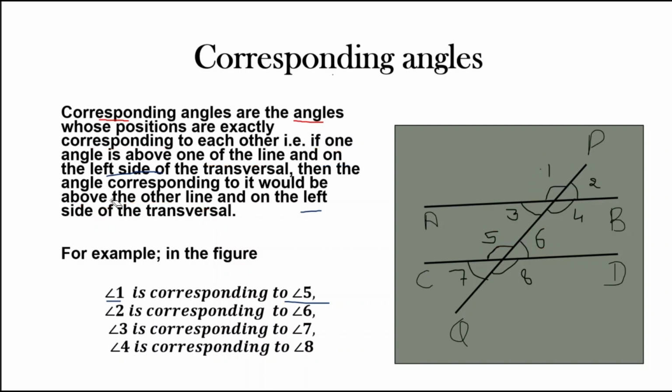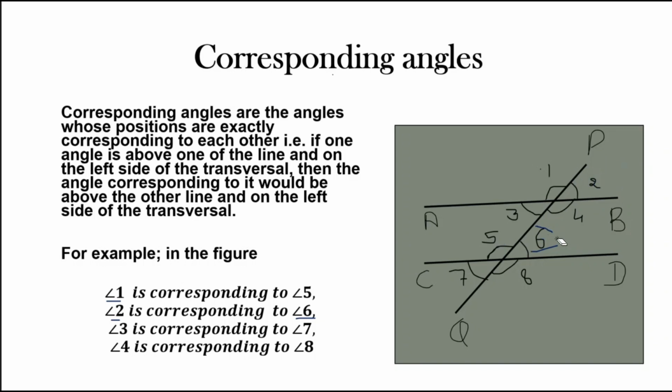Now, similarly, if I ask you which angle is corresponding to angle 2, you'll be checking two conditions. Since 2 is above AB, the angle corresponding to angle 2 would be any angle which is above CD. So it can either be 5 or 6. But since angle 2 is on the right side of the transversal, the second condition says if 2 is on the right, the angle corresponding to 2 has to be on the right side of the transversal. So that is the reason angle 2 is corresponding to angle 6.